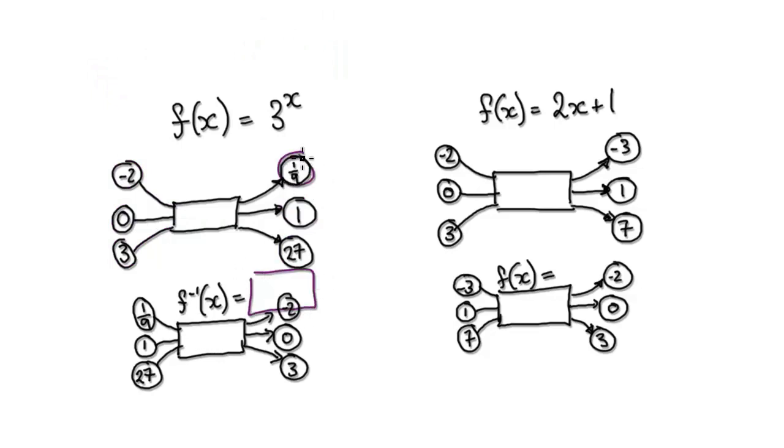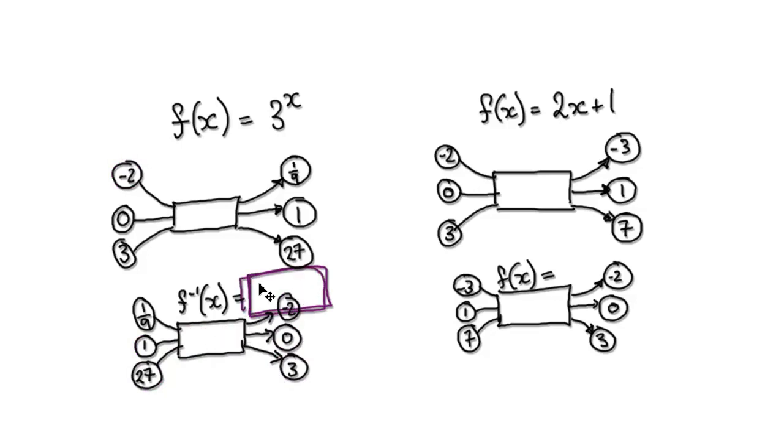So for example, if I put a ninth into the machine, the machine will do something, and then it will reverse the whole thing and spit out the number negative 2. If I put in a 1, it will do whatever it has to do. It will spit out the number 0. And then if I put in a 27, it will do whatever it has to do to spit out the number 3. Or what is a set of instructions that will undo everything?